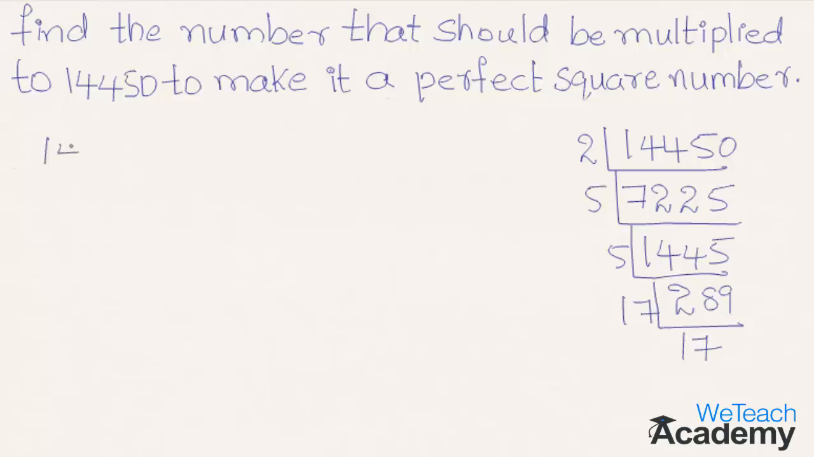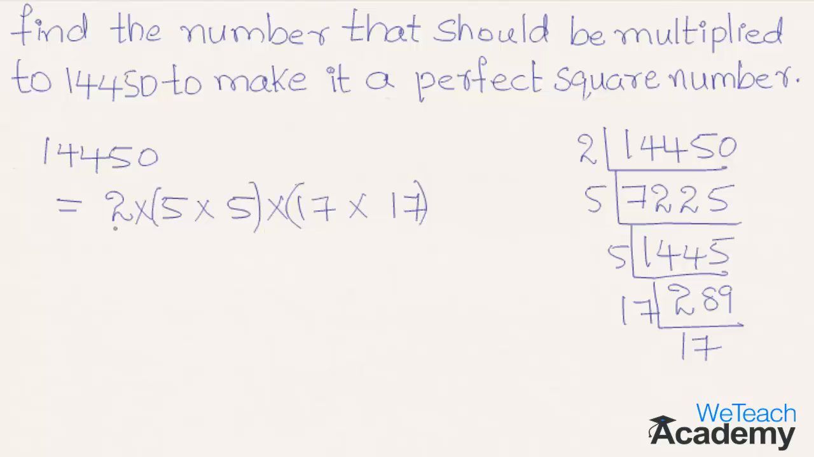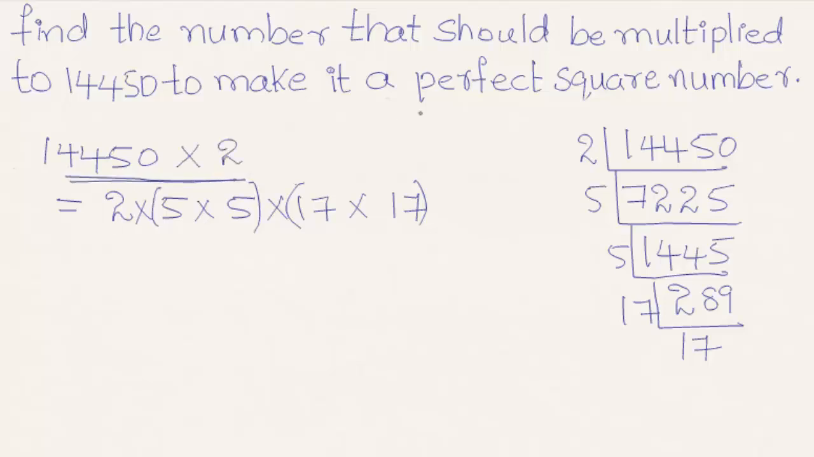So we can write the given number 14450 as the product of prime factors 2 into 5 into 5 into 17 into 17. Now let us make the product into groups of equal factors. So here we get a group of 5 into 5 and the other group 17 into 17. Here there is only one 2. So one more 2 is to be multiplied to the given number to make it a perfect square number.